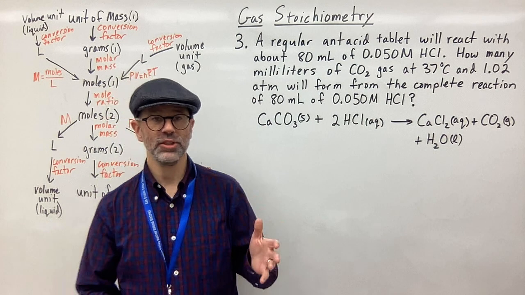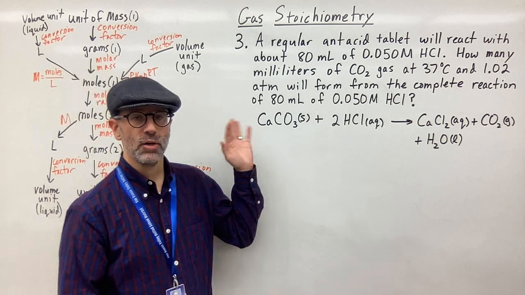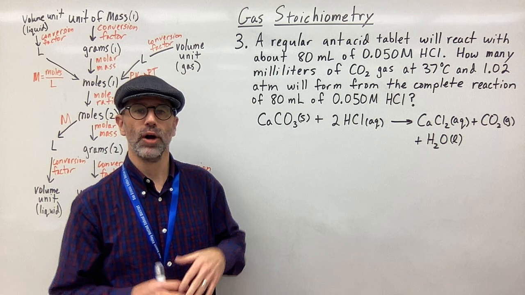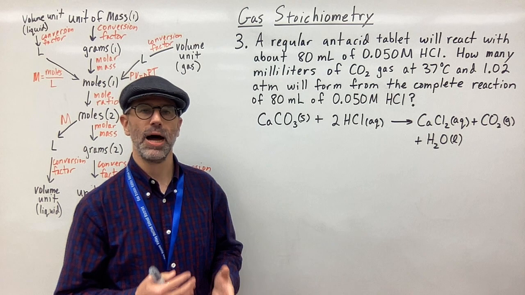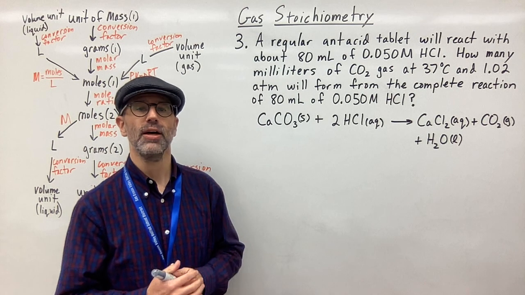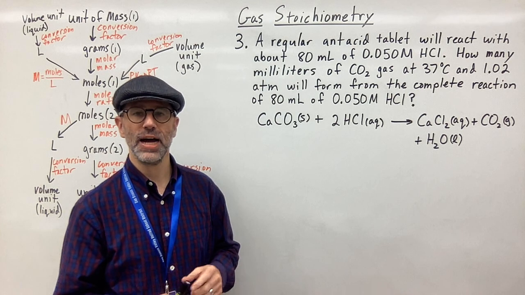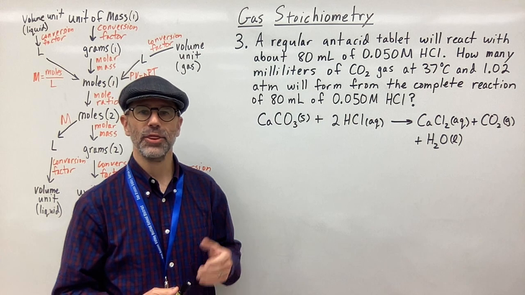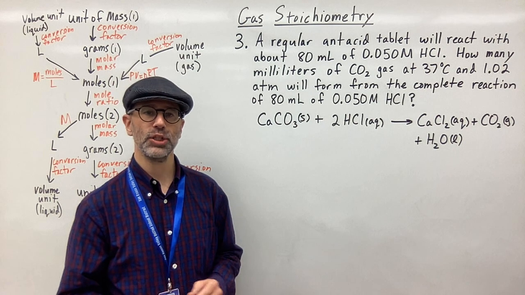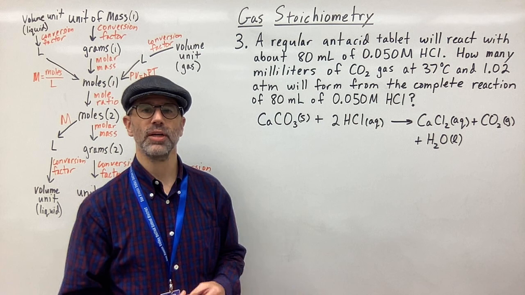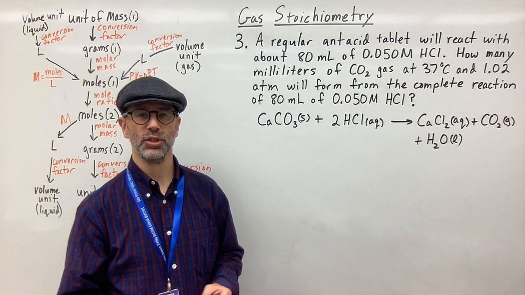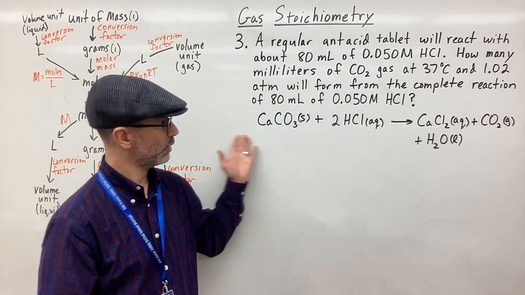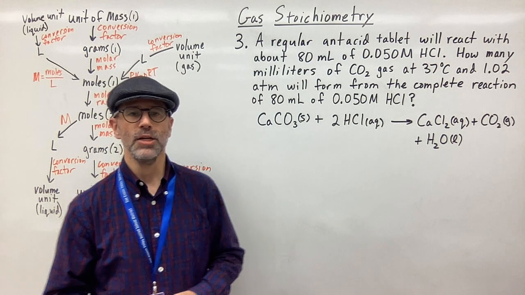So we're going to first start by reading the problem. Here we're given a regular antacid tablet, and we're told that it will react with about 80 milliliters of 0.050 molar HCl. How many milliliters of this CO2 gas at 37 degrees Celsius and 1.02 atmospheres will form from the complete reaction of 80 milliliters of 0.050 molar HCl? Okay, and then they give us the equation. Here we have the balanced equation for the reaction. So let's get into this.